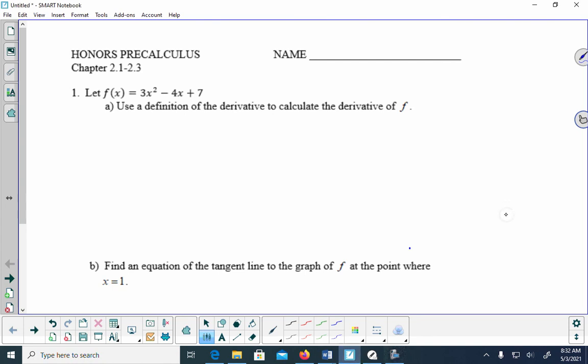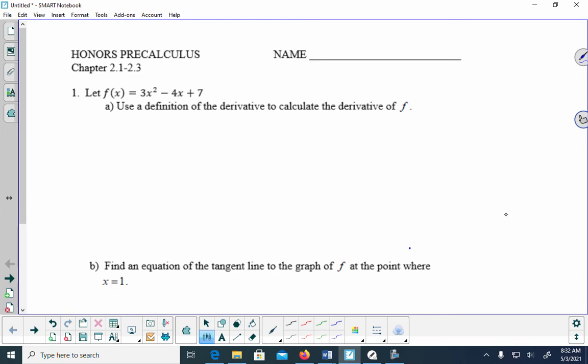Hello, this is Mrs. Ward, and I'm going to go over the 2.1 to 2.3 review worksheet for our chapter test that's going to cover finding derivatives by using the rules and up into the last rule, which was the quotient rule and the product rule. So number one says use the definition of a derivative to calculate the derivative of f.